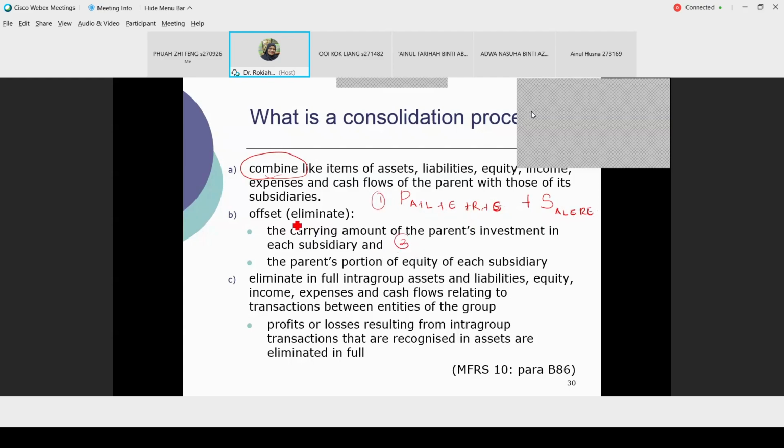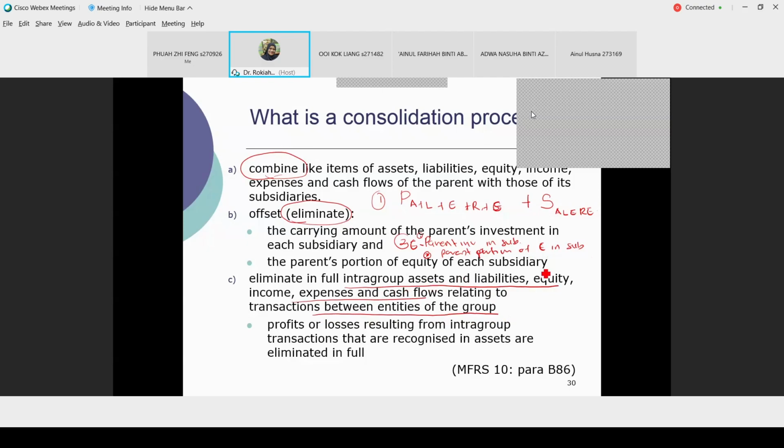The second step, you need to eliminate. Eliminate here means that you need to write off, because you assume that parent and subsidiary are a single entity. So we need to eliminate the carrying amount of the parent's investment in the subsidiary. The first one we combine; the second one we need to eliminate the parent investment in the subsidiary. The second thing that we need to eliminate here is the parent's portion of equity in the subsidiary. So there are two things that we need to eliminate for item B. And then for item C, we need to eliminate in full intra-group assets and liabilities, equity, income, expense, and cash flow relating to the transactions between entities of the group.